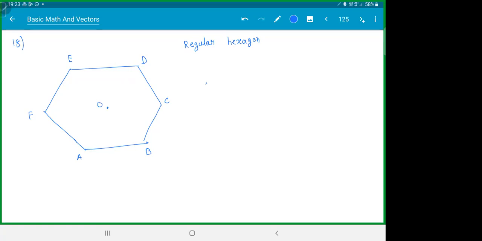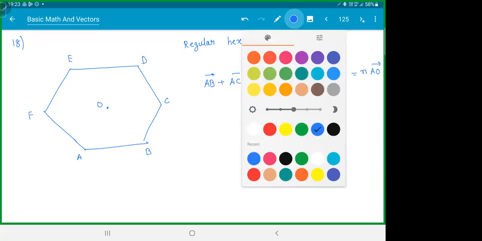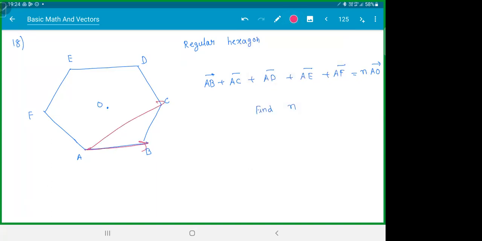So if you have vectors like this, AB bar plus AC bar plus AD bar plus AE bar plus AF bar is equal to n times AO bar. Find n. Look at the vectors how it is: AB, AC, AD, AE, AF. If I add all of them, I'm getting n times this vector A to O. What is the value of n?